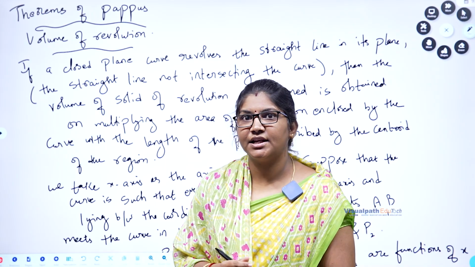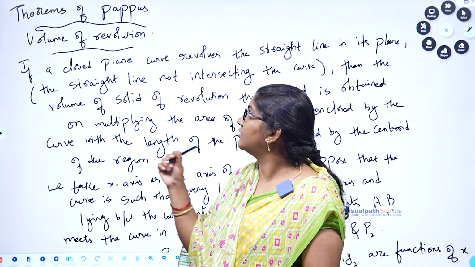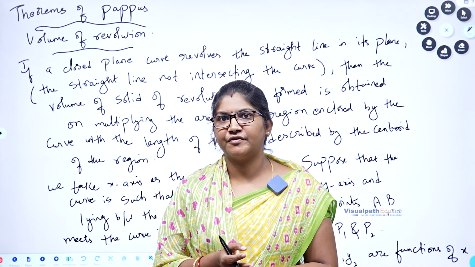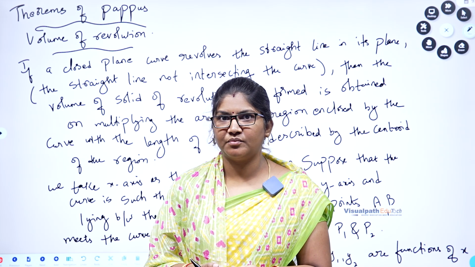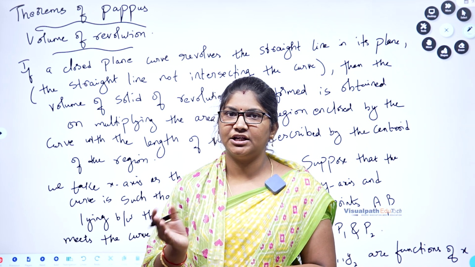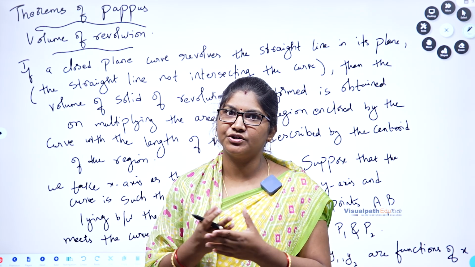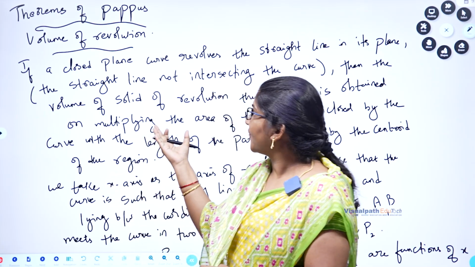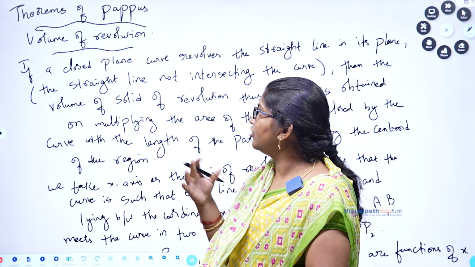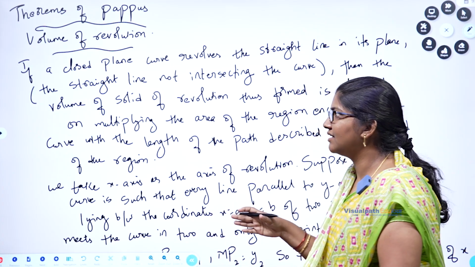See, this is the last concept of unit 4: theorem of Pappus, volume of revolution and surface of revolution. Finally, in both the topics, we are going to derive the formula for length. Here, the volume of revolution, if you observe, is a theory concept.